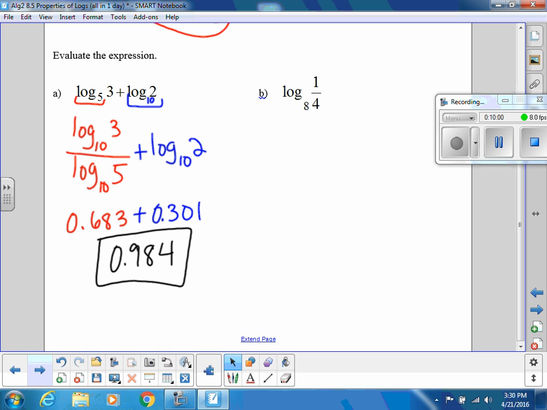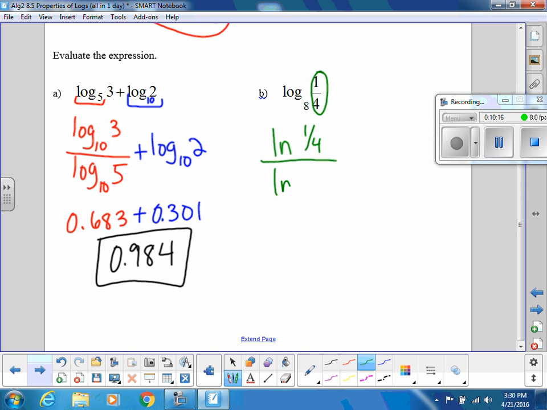This one is a little more straightforward. So it's log base 8 of 1/4. So since we did log base 10 in the first example, let's do natural log. So I'm going to do natural log of, remember this goes in the numerator, so 1/4 divided by natural log of 8. Base always goes in the bottom. Okay, so I'm literally typing in ln on my calculator, 1/4, close your parentheses. Then I'm going to divide by ln of 8.